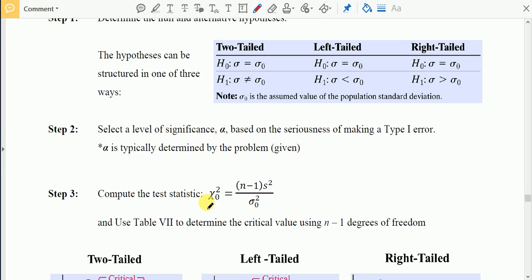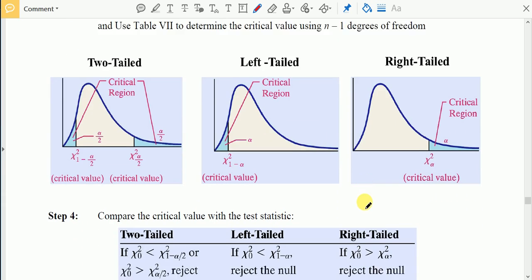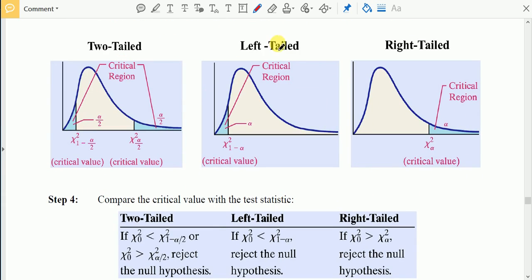Now the next one is, again, we have to compute the test statistic. In this case, we do the chi-square. The last section we did the T statistic, but this one we use the chi-square, and we have to use the table in the textbook, or I'll give you later, to determine the critical value using the n-1 degrees of freedom. Again, there are three cases: two tails, left tail, the right tail. Now they are a little bit different. They are not symmetric compared to the last two sections.